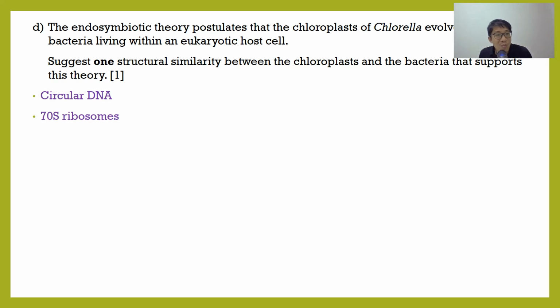All right, so the structures would be circular DNA, which are specific characteristics of the bacteria, as well as the 70S ribosomes. Okay, which of course both are found in chloroplast and mitochondria as well, right? So the same endosymbiotic theory applies for both organelles.